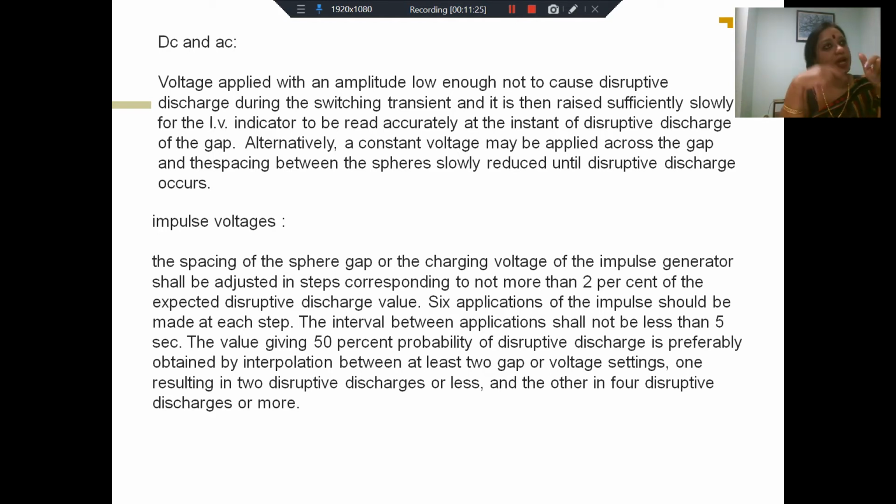Identify that voltage. Now keep on increasing the voltage and identify the next voltage where you definitely have 4 discharges or more. So at least 4 breakdowns. Mark these 2 values: V1 where you have at most 2 discharges, V2 where you have at least 4 discharges, and by interpolation between these voltage values, you can obtain the disruptive discharge voltage where you can expect 50% probability of failure.